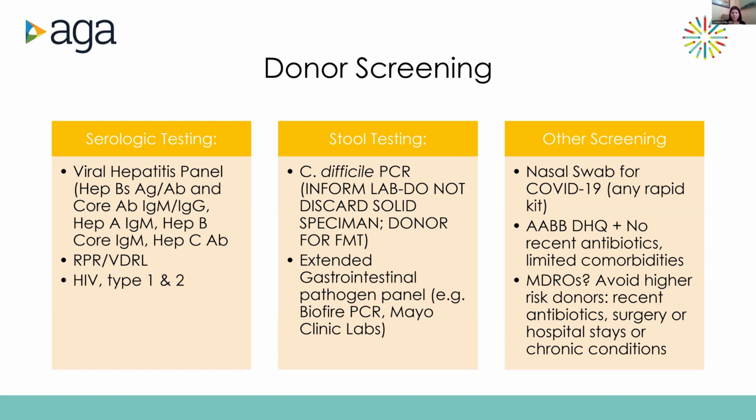You could use it, if you look online, the AABB DHQ, that's the donor questionnaire that they use at the blood bank. If you wanted to document some sort of donor eligibility, you might have them fill that out and keep it on file somewhere. I have picked up people who were inappropriate donors based on this.